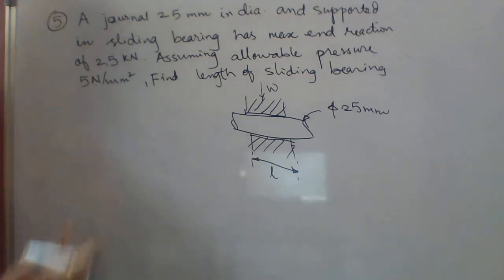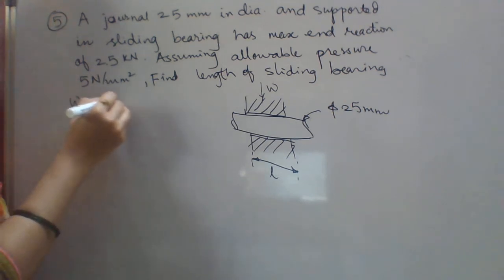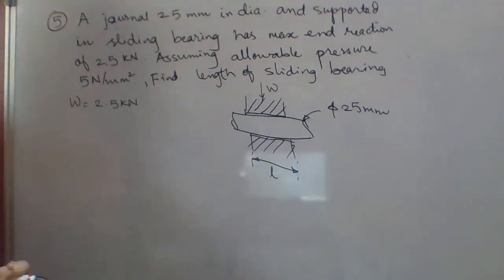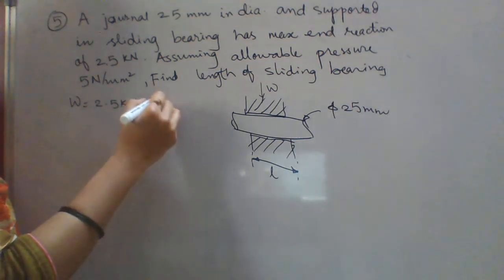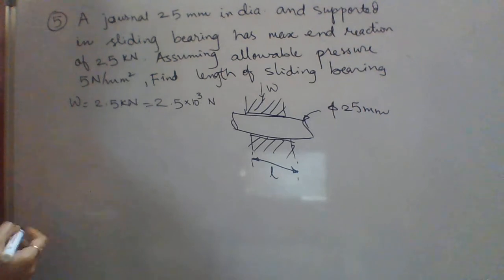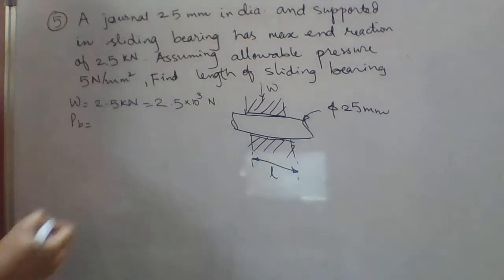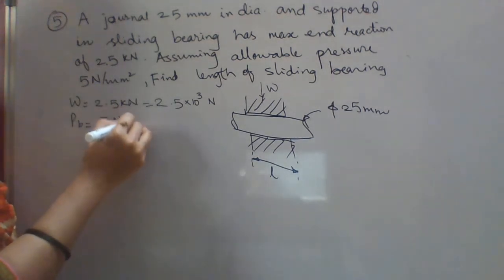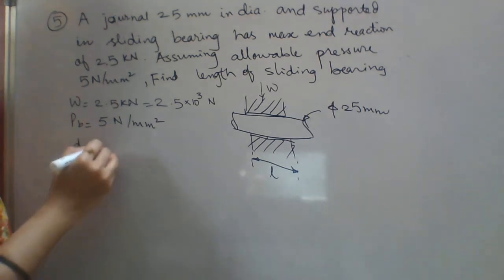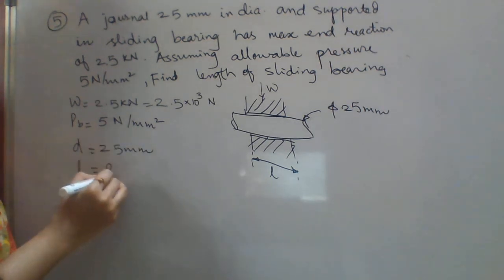So I'll write the given data and the unknown data. W is given, 2.5 kilonewton. Because of this W, the bearing pressure is going to be induced. You can write 2.5 into 10 raised to 3 Newton. The allowable bearing pressure is given 5 Newton per millimeter square. The diameter of the shaft is 25 millimeter and the length of the bearing is unknown.